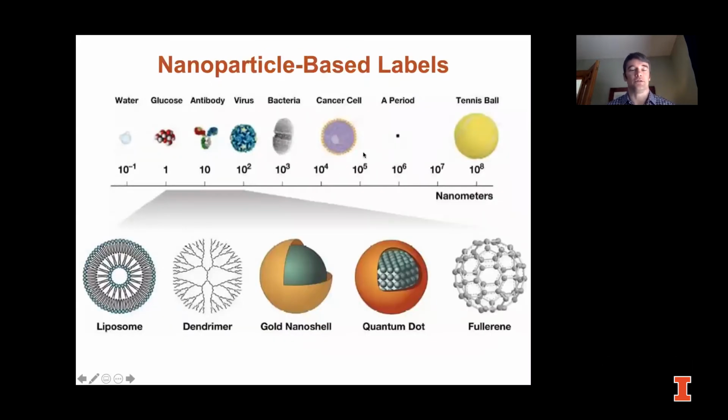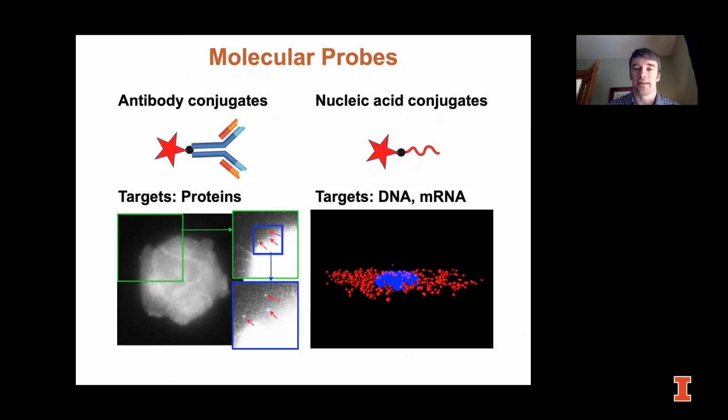And that leads me to nanoparticle labels. What is this thing that's attached to this antibody or nucleic acid that absorbs or emits light? It's usually an organic molecule. Historically, in most contexts that are widely used in the biological sciences, it's usually an organic dye or sometimes an organic fluorescent protein.